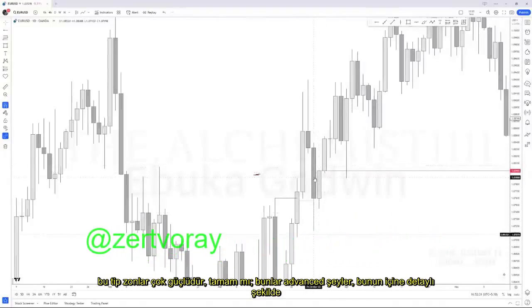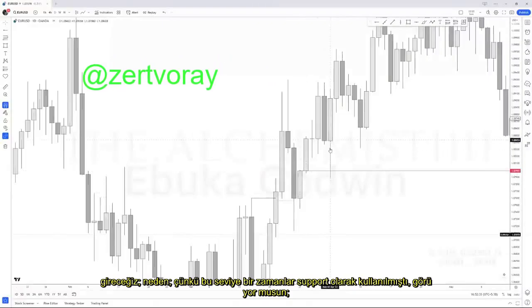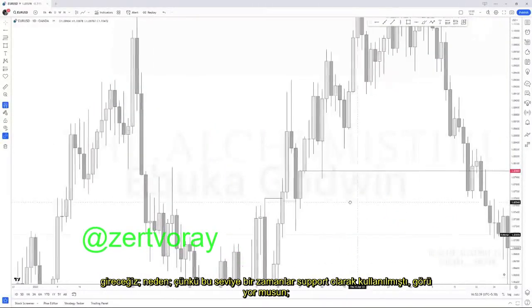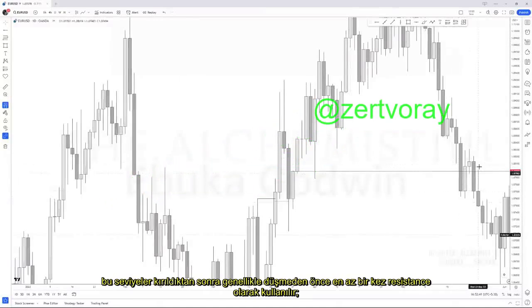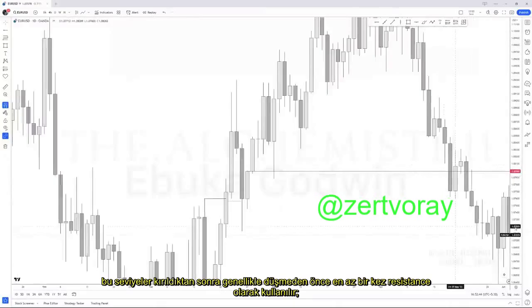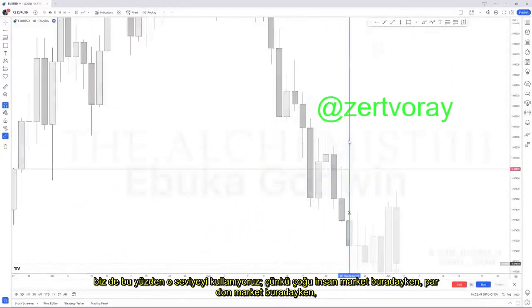Okay, these are some advanced stuff. We will go deeply into this because why? Can you see that this level was once used as a support? Okay, so after those levels are broken, it pretty much gets used as a resistance at least once, before falling.